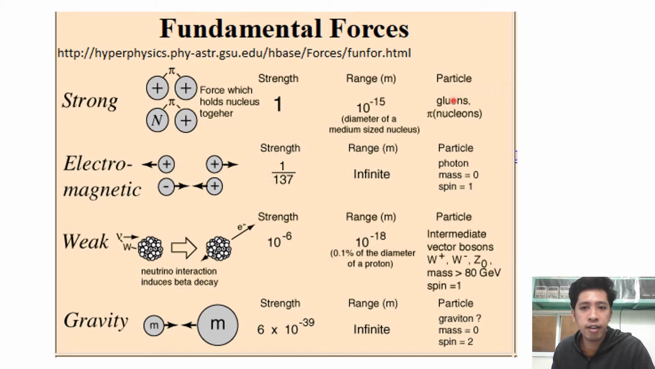These are the force carriers for your forces. For your strong force, you have your gluons, and then for your electromagnetic, you have your photons, and then the force carrier for your weak is your intermediate vector bosons. You have your W plus, your W minus, and then your Z bosons. And for your gravity, you have this force carrier graviton that is yet to be identified. So it was not yet found in experiments, your graviton.